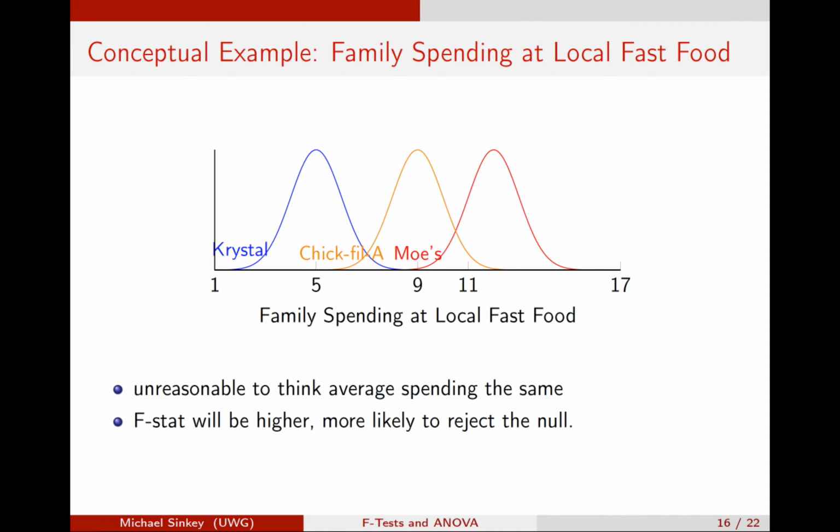And so we certainly wouldn't think that Crystal and Moe's have the same mean, but if you look at the overlap between Crystal and Chick-fil-A, you might also think they don't have the same mean either. And in this instance, if we're testing a null which says that Crystal and Chick-fil-A and Moe's have the same mean, just based on the picture, it sure doesn't look like that's plausible based on what we see here.